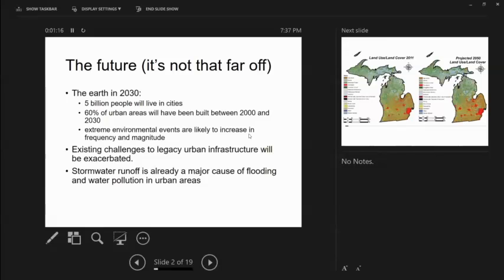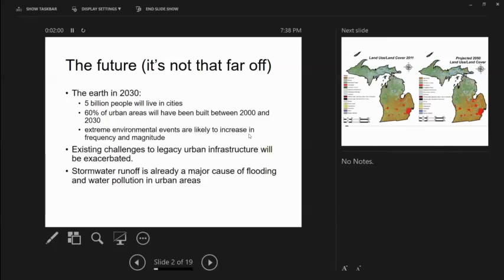At the same time, we are already observing that environmental events, such as storms, heat waves, and so forth, are likely to occur more often and also to be more severe in their magnitude. And although 60% of the urban areas across the globe will have been built in just those last few decades or so, we have legacy infrastructure to worry about. The problems that that infrastructure already faces are going to be exacerbated. And we already know that stormwater runoff can be a major cause of flooding and also water pollution in urban areas.